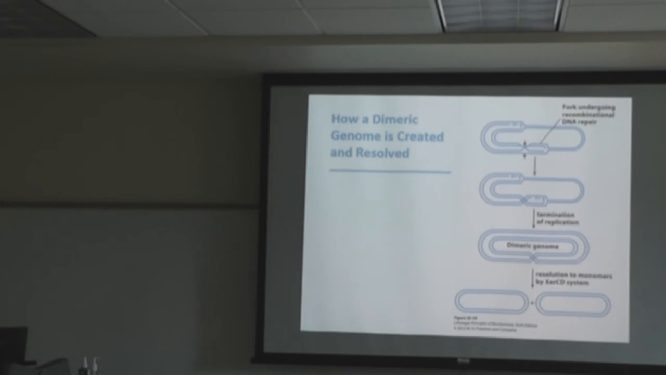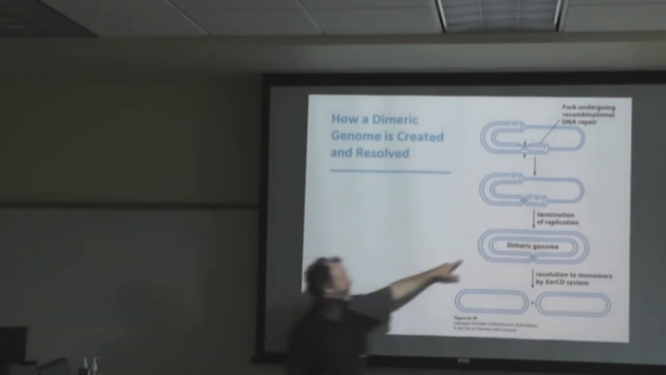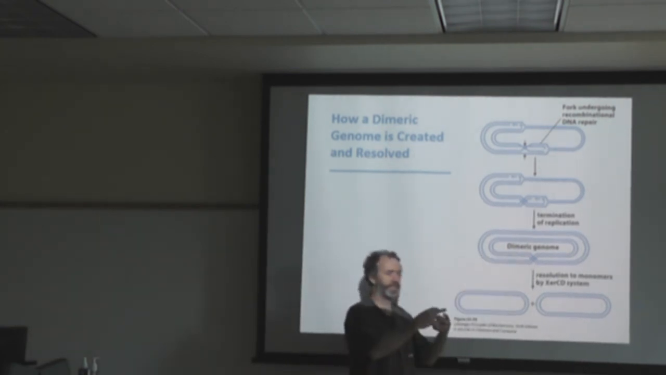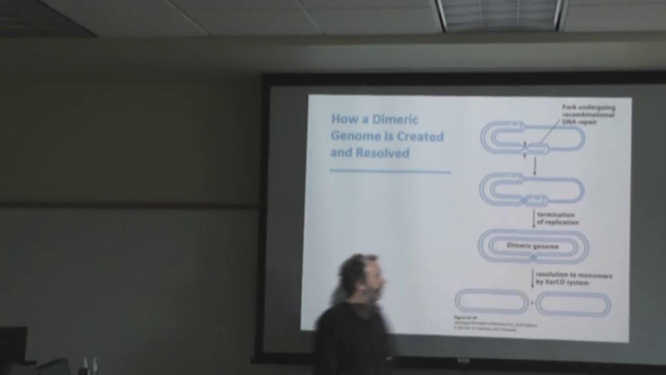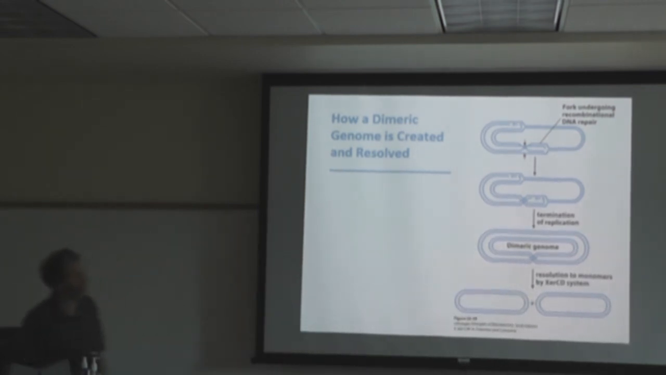So you have the fork undergoing recombinational DNA repair. Termination of replication: eventually you get this dimeric genome, where you have basically two copies of the genome in one large molecule. Resolution to monomers by the XerCD system just cleaves those and recombines them.